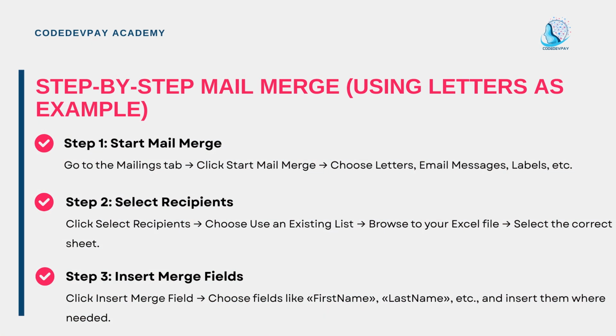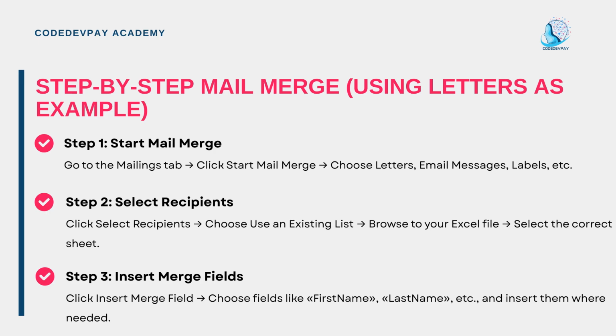Starting the mail merge. Now, let's go into Microsoft Word. Click the Mailings tab and choose Start Mail Merge. Pick the type of document you want to create. For now, let's select letters. Next, click Select Recipients. Then use an existing list and choose the Excel file you created. Word will now connect your document to your data.